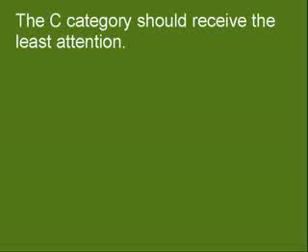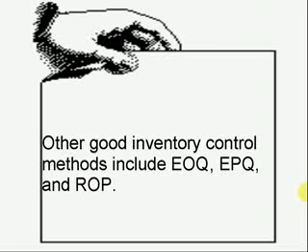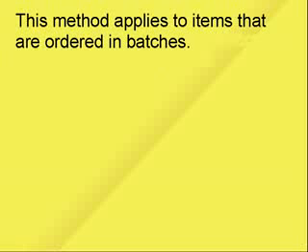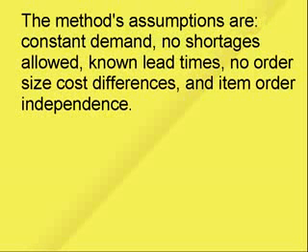Other good inventory control methods include EOQ, EPQ, and ROP. The EOQ, Economic Order Quantity method, only considers carrying and ordering costs. This method applies to items that are ordered in batches. The method's assumptions are constant demand of the inventory item, no shortages of the item are allowed, lead times are known between ordering the item and receiving the item, there are no order size cost differences.